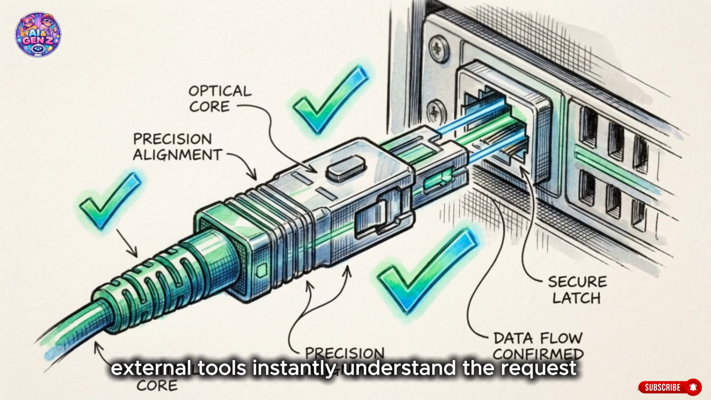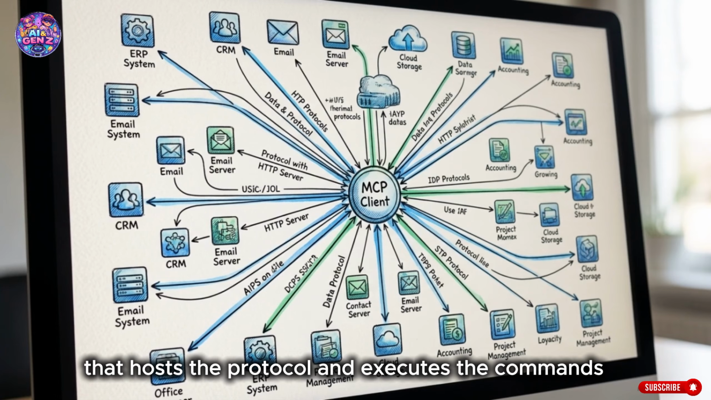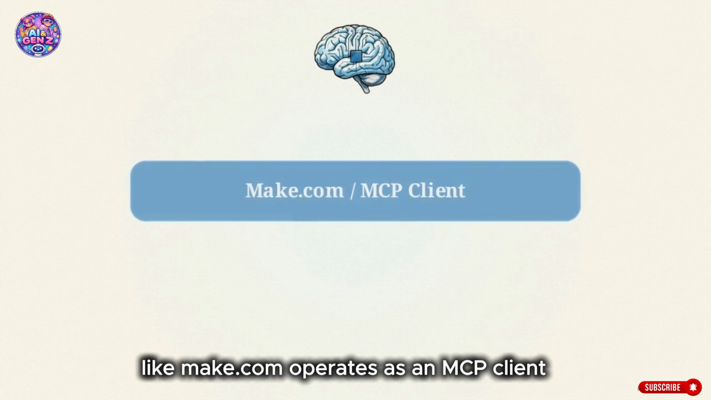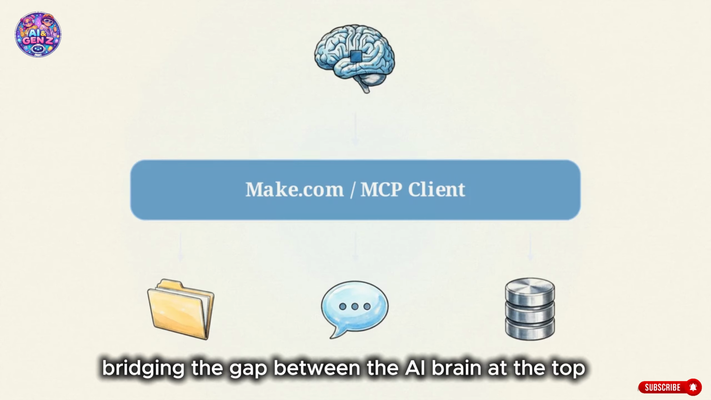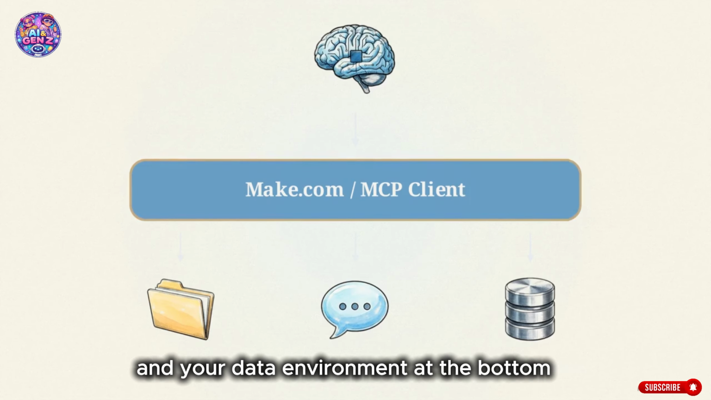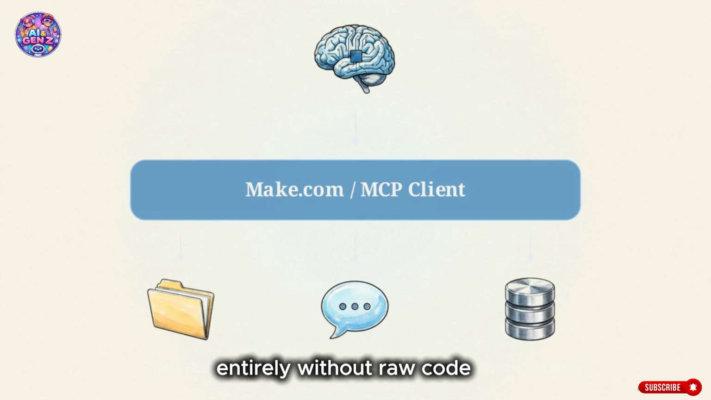To actually use this protocol, you have to deploy what's called an MCP client. Think of this as the connective tissue that hosts the protocol and executes the commands. This vertical architectural stack shows how a platform like Make.com operates as an MCP client. It sits right in the middle, bridging the gap between the AI brain at the top and your data environment at the bottom, entirely without raw code.